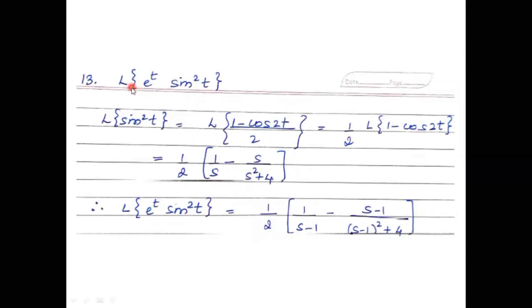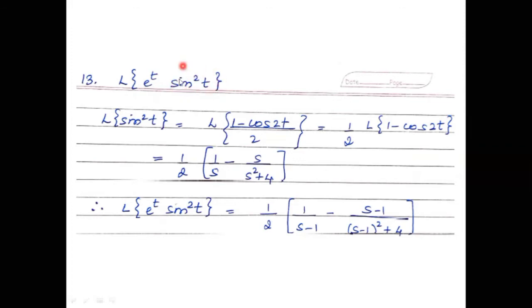See here also, whenever there is this exponential term, first you can solve for this and then apply this exponential term by replacing s by s minus a term. So first we'll solve for sine square t. And when you want the whole e power t with sine square t, you'll be replacing s by s minus a. A here is 1. So we'll be replacing s by s minus 1.